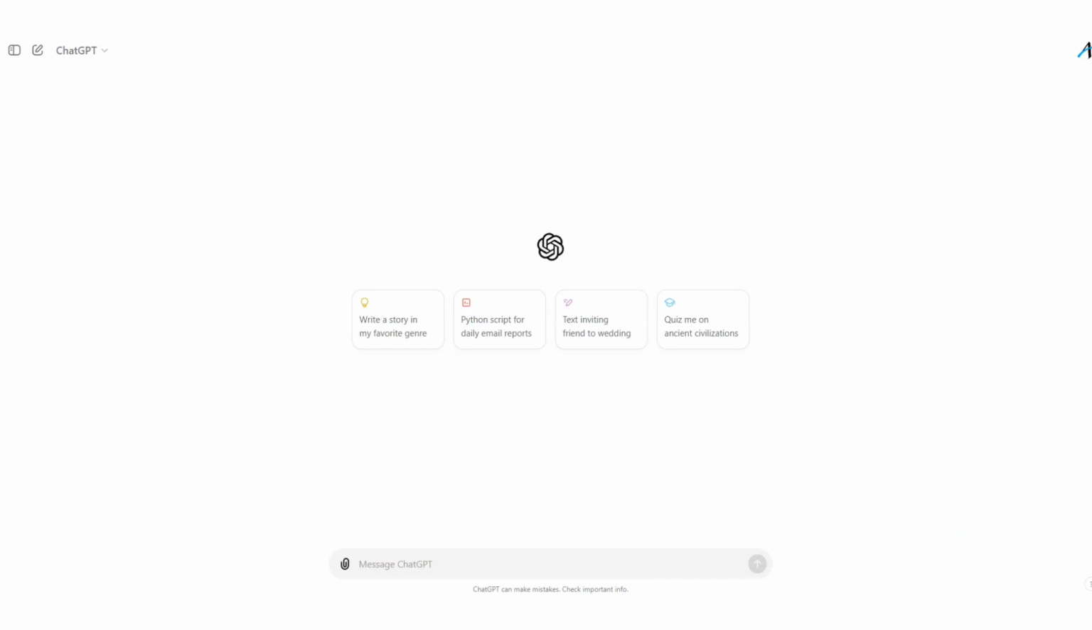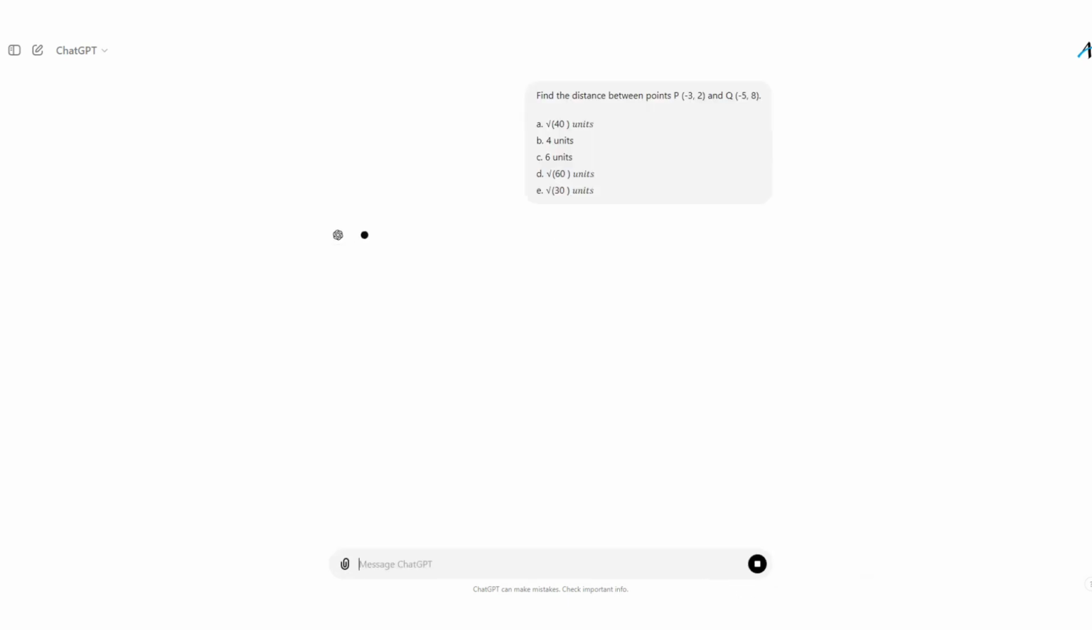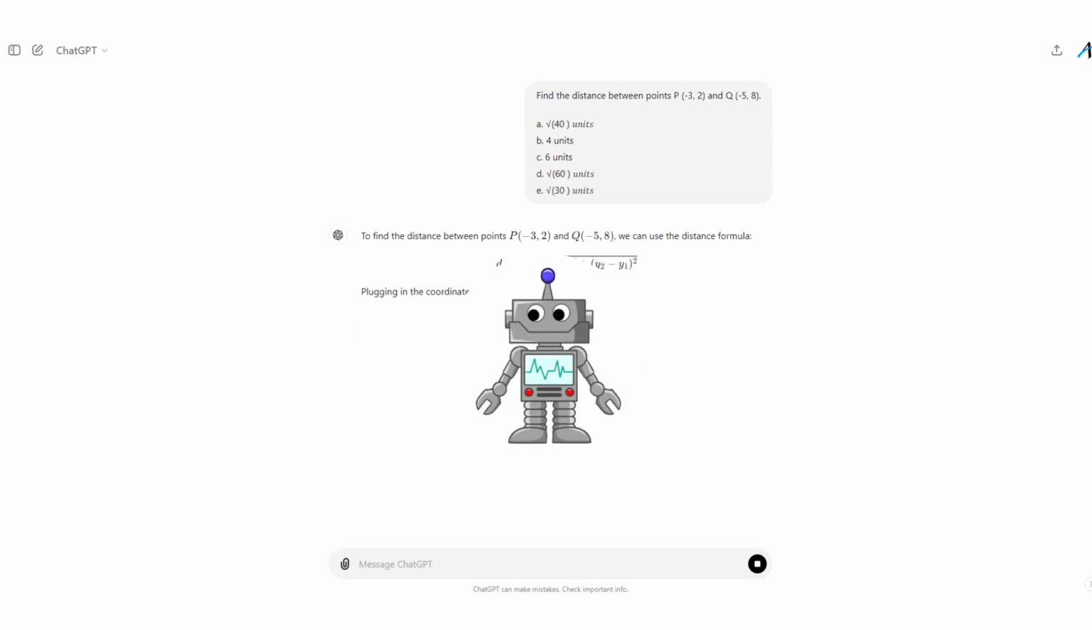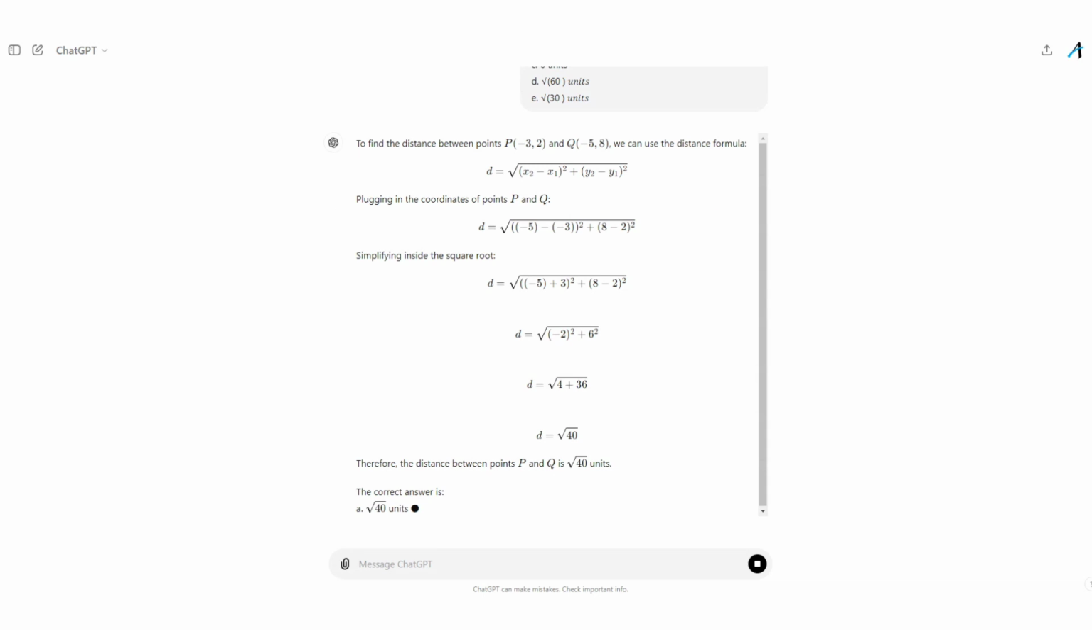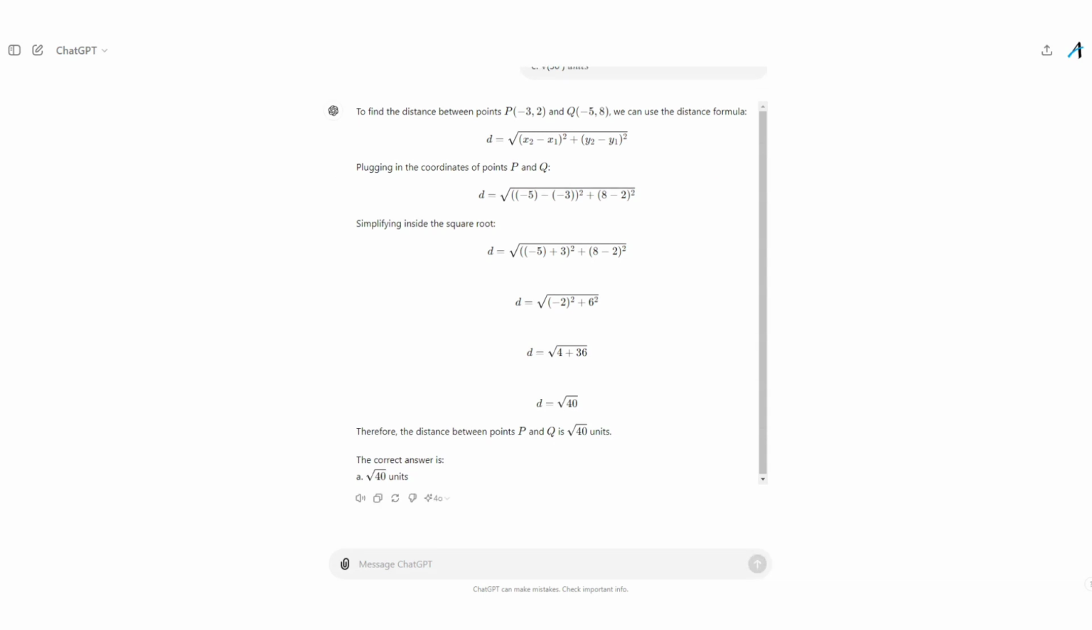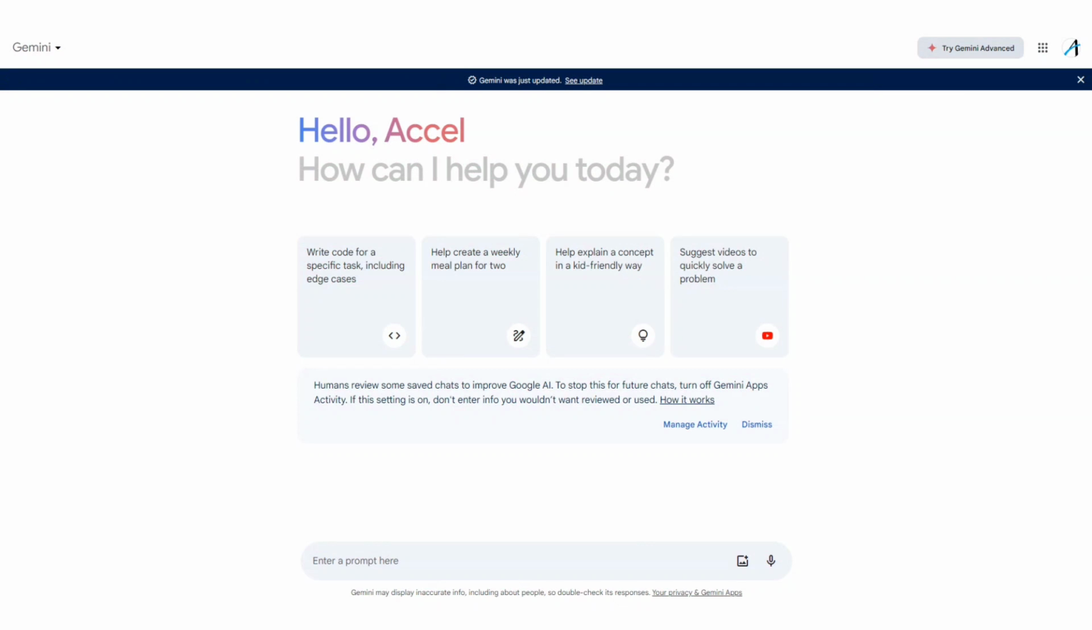Here we are in ChatGPT. Let's paste the question and see. Remember, our answer was option A. Let's see how ChatGPT solves the problem. Alright, it used the same formula as we did in the standard method, and it quickly gave us the correct answer, which is letter A, root of 40 units. That was fast!